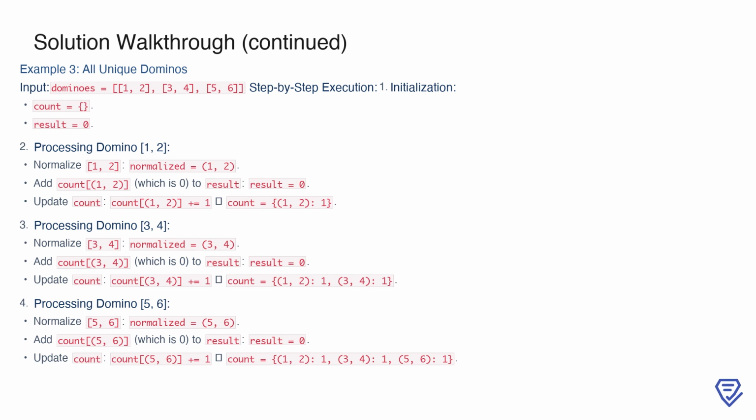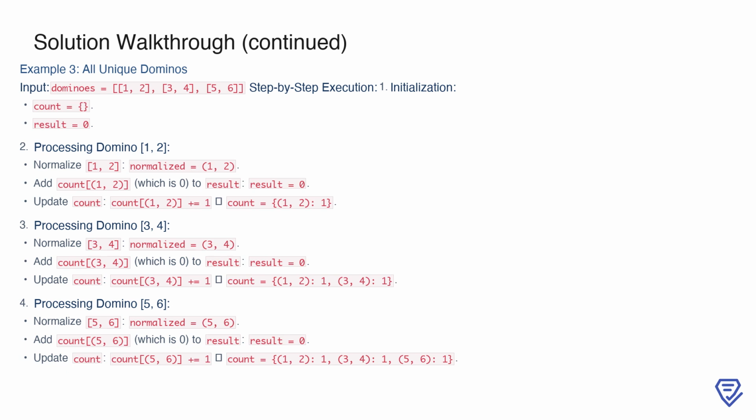For the first domino, (1, 2), normalizing it gives the tuple (1, 2). Since this pair is new, its count is 0, so the result remains 0. We then update the count for (1, 2) to 1. For the second domino, (3, 4), normalizing gives (3, 4). Like the first domino, this pair is also new, so its count is 0 and the result stays 0. We update the count for (3, 4) to 1.